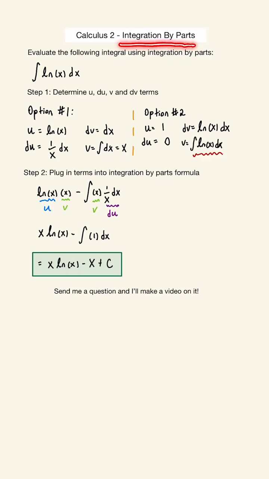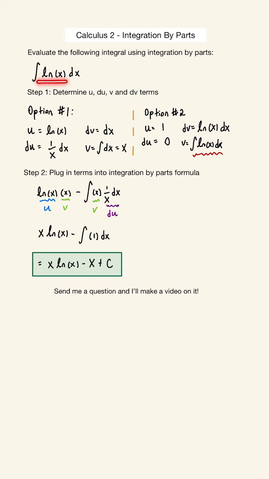Here we have another integration by parts example problem. And this example problem is really interesting because it shows how setting up our integration by parts and selecting which terms we want for our u and dv is really important for determining if we're able to integrate the example.